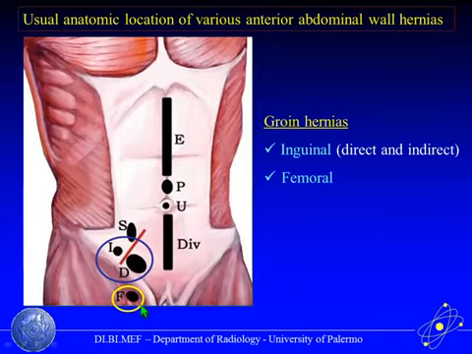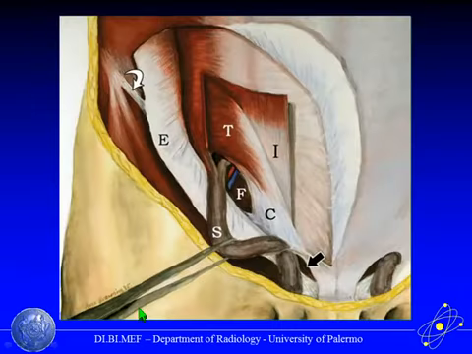This is the inguinal ligament. So a little bit of anatomy. This is the inguinal ligament. This is the spermatic cord. This is the deep ring of the femoral canal. This is the femoral canal. This is the superficial ring of the femoral canal. This is the external and internal oblique muscle of the abdomen, and this is the transverse muscle of the abdomen, and this is the rectus abdominis muscle.